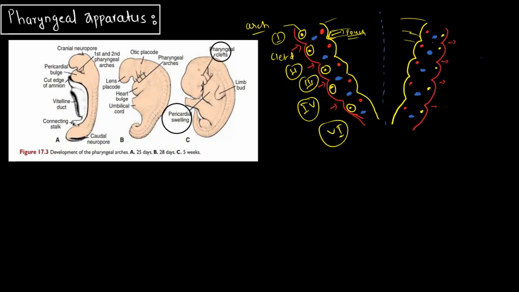So pharyngeal apparatus, what is actually the pharyngeal apparatus? It is just the embryological structure which consists of the pharyngeal arches, pouches and clefts. So now let me give you a clear orientation on what it actually is.